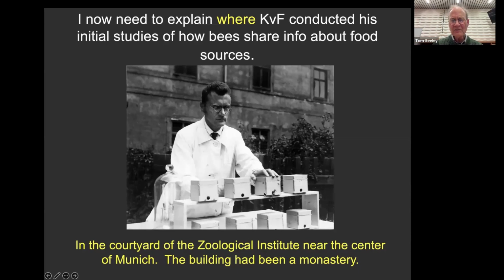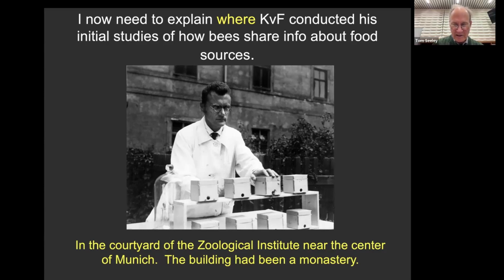What he was doing when this photo was taken, he was doing his studies of the bees' olfactory discrimination abilities. He had put out these little boxes with different scents in them, and only one of them had food in it. Then he could shuffle the boxes around so that he could test whether the bees could discriminate the box in which they had found food from the other boxes. And of course they do. No surprise there. This courtyard was of the Zoological Institute, which is near the center of Munich.